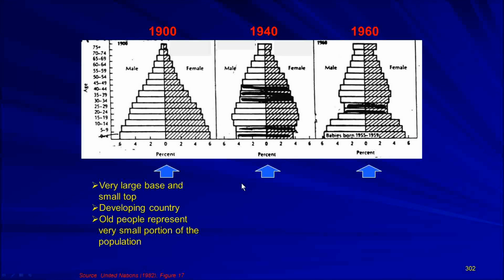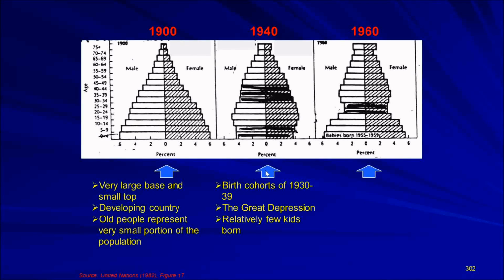Now, when we come to the 1940s, you can see that the birth cohorts of 1930 through 39, when we went through the Great Depression, these people here now take up this area. And the Great Depression produced relatively few children. And we talked about earlier, as I remember, how economics has an effect on the number of children born. And when we go through bad economic periods, there's a decline.